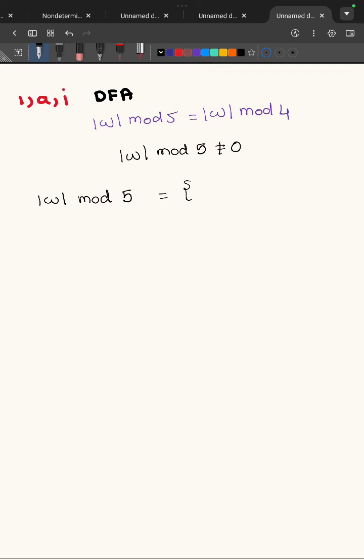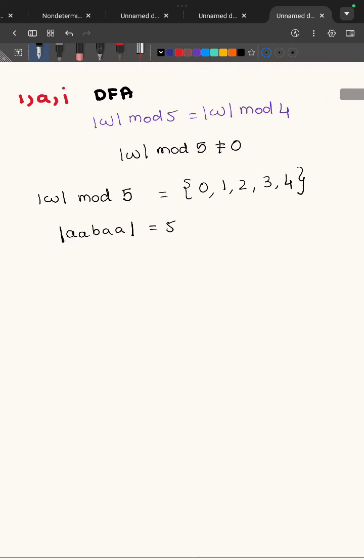You will get remainder 0 if it is divisible by 5. You will get remainder 1, 2, 3, 4. These are the possibilities; other than this, there is no other way. For example, if the length of the string is 5, say AAAAA, then you see the length is 1, 2, 3, 4, 5. So the length of the string is 5.